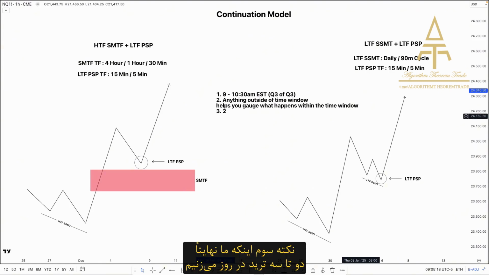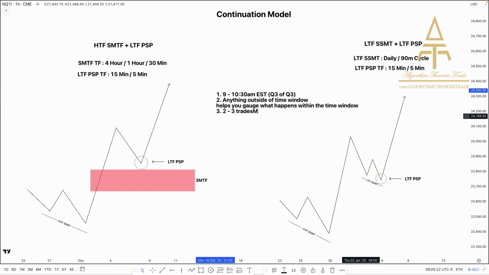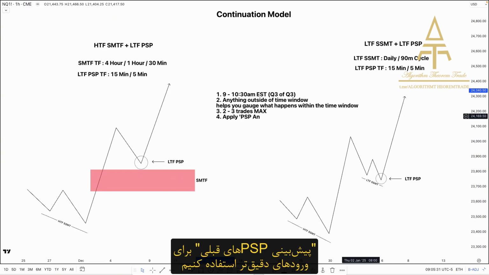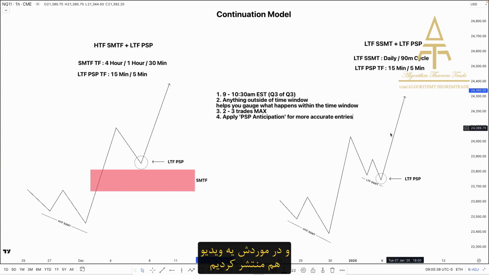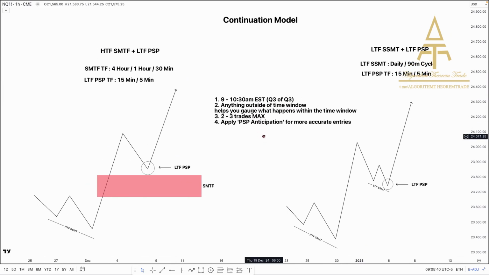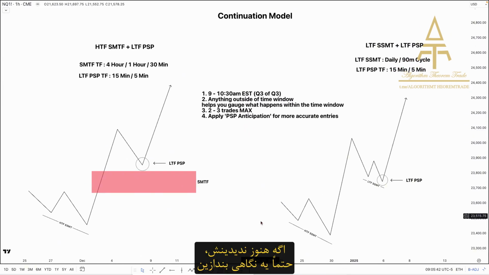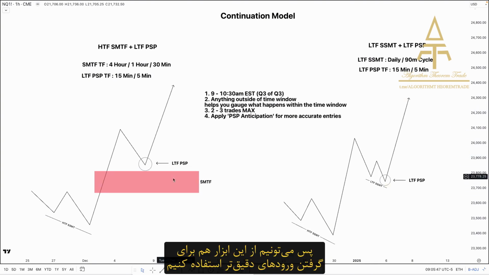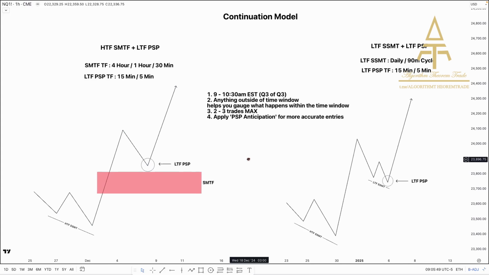Third, we'll be looking for 2 to 3 trades max a day. And then lastly, we can use our predicting PSPs, or the PSP anticipation, for more accurate entries. And I do have a video on that in WAP, if you have not watched that yet. Okay, so we can use this to get even better entries.